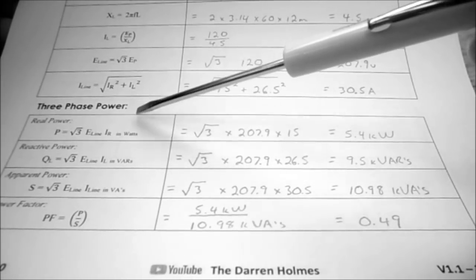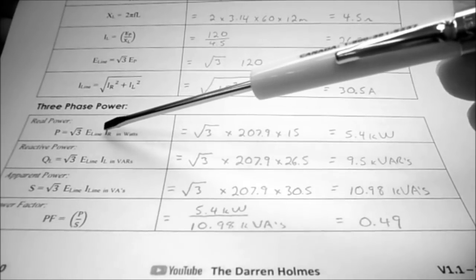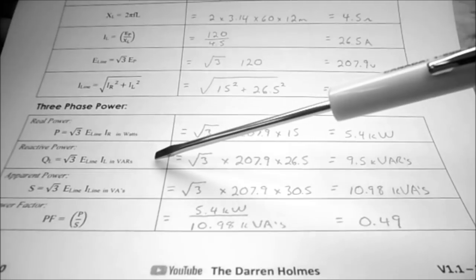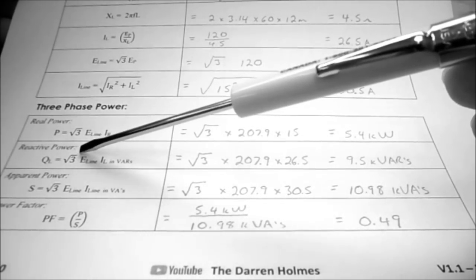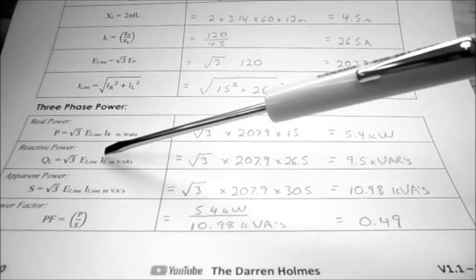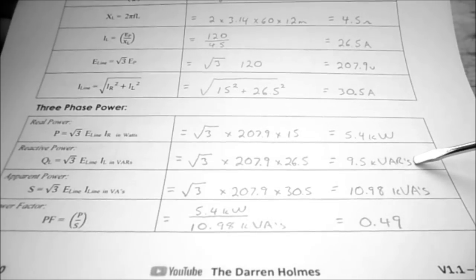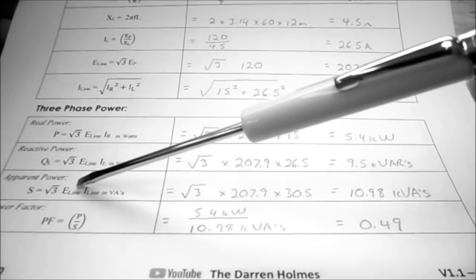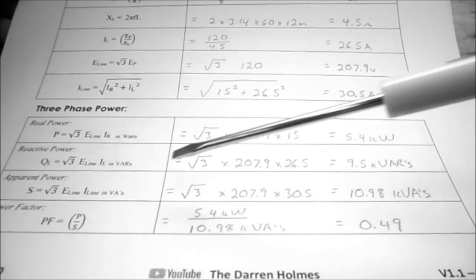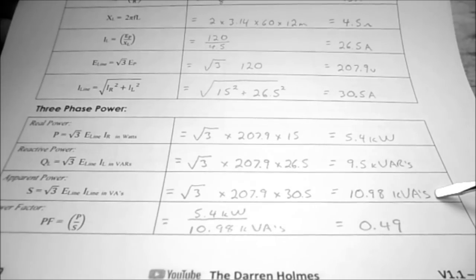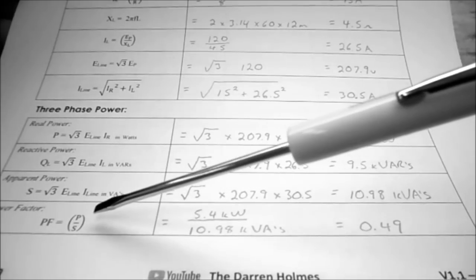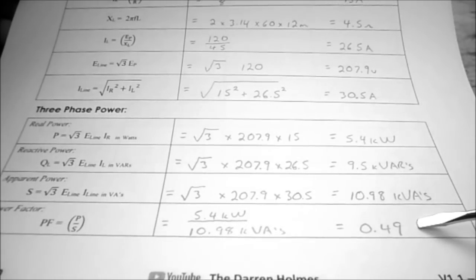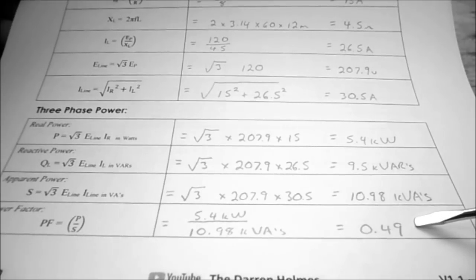Calculating the three-phase power, real power is equal to root 3 times E line times IR, and it's in watts, and that worked out to 5.4 kilowatts. Reactive power, in this case QL, is equal to root 3 times E line times IL, and that's in vars, and that works out to 9.5 kilovars. Apparent power, S, is equal to root 3 times E line times I line, and that's measured in volt amps, and that works out to 10.98 kilovolt amps. And our power factor is equal to P, the real power, divided by S, the apparent power, and that works out to 0.49. Remember, that's for each load because it's a balanced system.